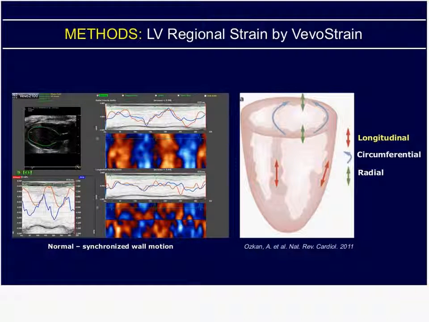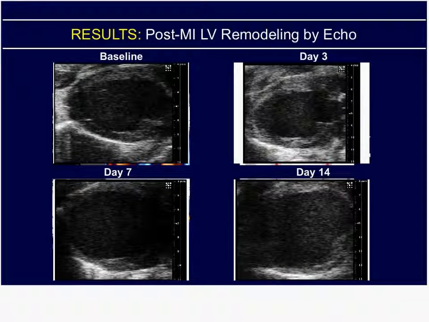All right, and we also made use of the VivoStrain package on the 2100, and that's shown here, where at left you've got normal synchronized wall motion from a standard mouse, and at right we're reminding you of the different strain measurements that can be made: longitudinal strain in blue, circumferential strain, and in green radial strain. I'll see if we can get some of these cines running now.